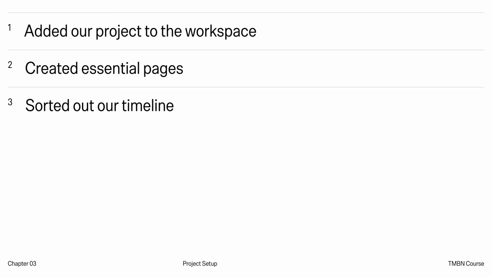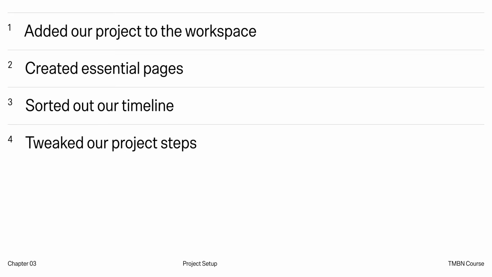Here is a quick rundown of what we went through. We added our project to the workspace and got the lowdown on each part of the setup. We created essential pages to make sure that everything is in place and easy to find. We sorted out our timeline to keep things moving smoothly. And we tweaked and set up our project steps. By nailing down these basics, you are all set to manage your website project like a boss. Let's get cracking.